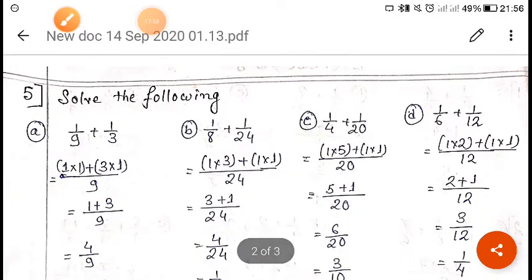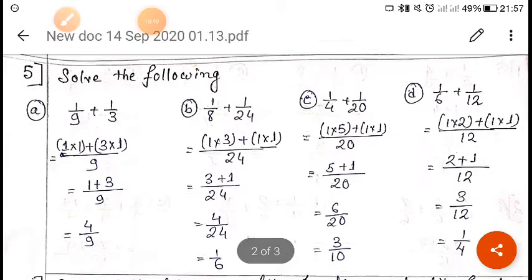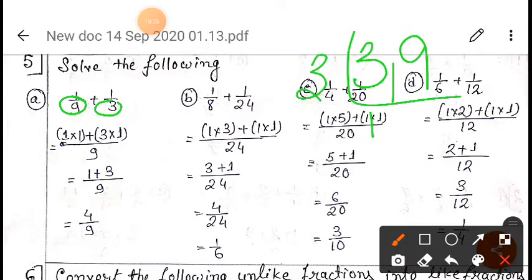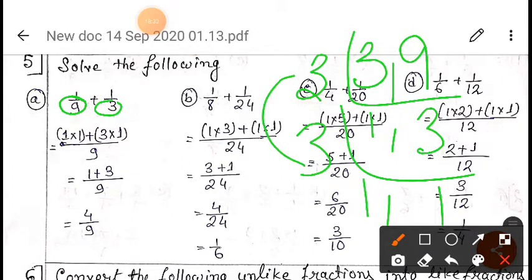Okay, now next is question number 5. Now the criteria has become difficult, which means the denominators are not the same, as you can see here, right? Since the denominator is not the same, here 9, here 3, how will we do it? First of all you have to find the LCM. So for 3 and 9, the LCM will be 3 into 3 is 9.